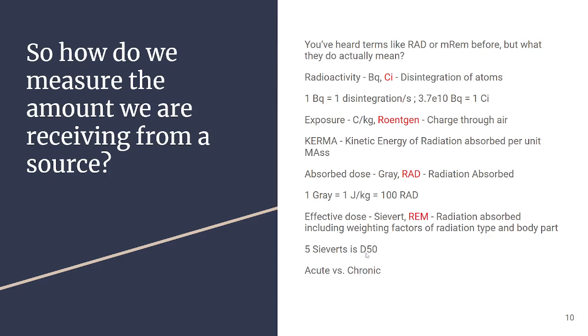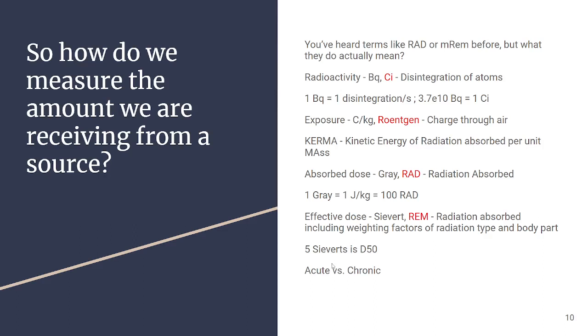And anytime you see a D50 or D75, it's death for 50% or death for 75%. So some people can get a low dose and die. Other people can get 20 sieverts and walk it off. There's no real way of knowing. It has a lot of factors.